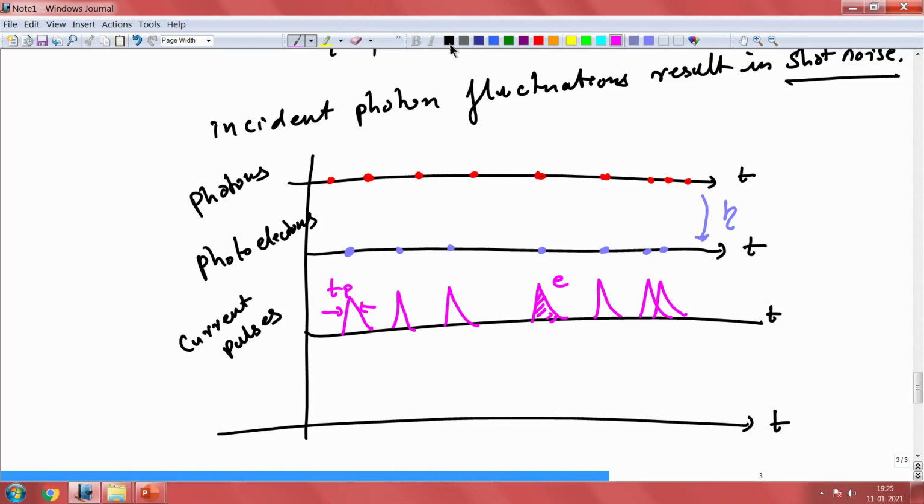And now, how is the current going to look? This is the electric current, and this is actually what you measure, and that is going to have a similar kind of profile here.